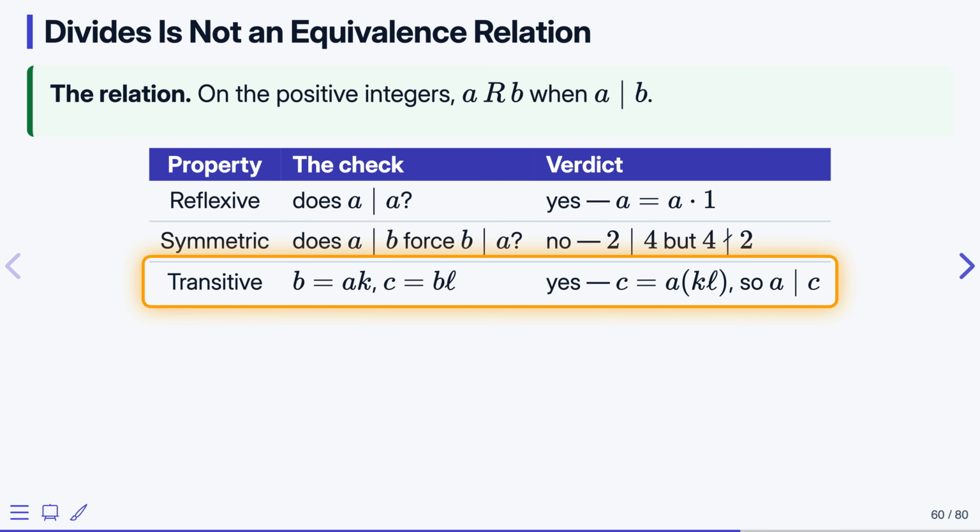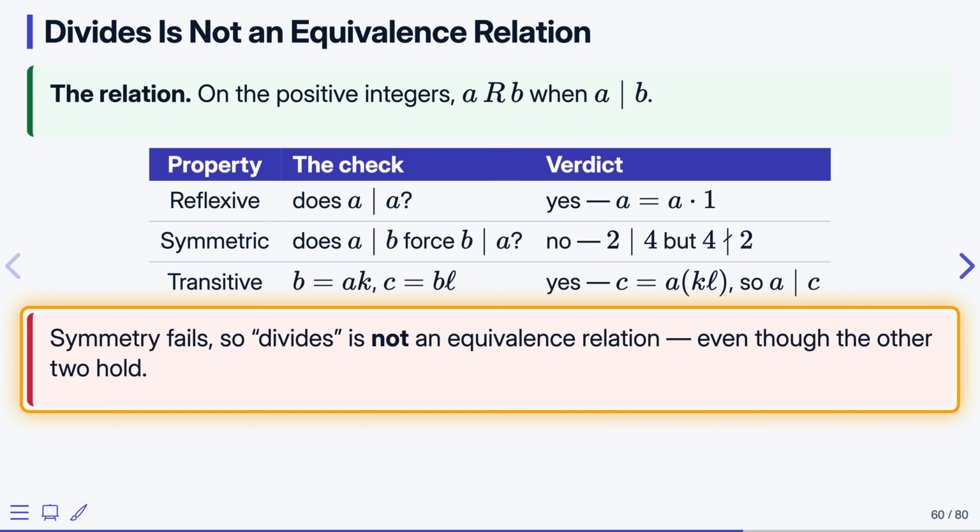Transitive. Suppose a divides b, so b is a times k, and suppose b divides c, so c is b times l. Put them together. c is a times k times l, so a divides c. Transitivity holds. So two of the three properties hold, but symmetry fails. One failure is enough. Divides is not an equivalence relation.